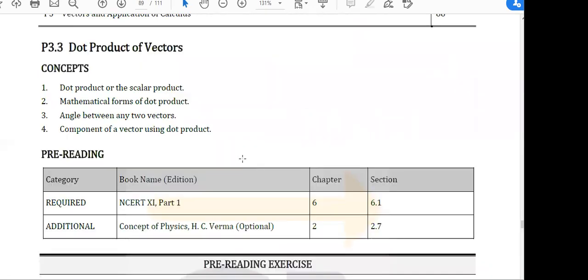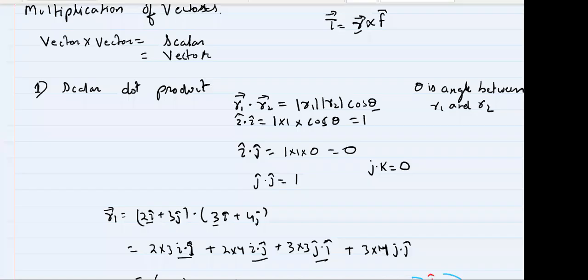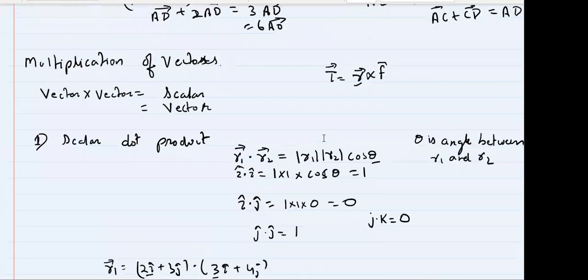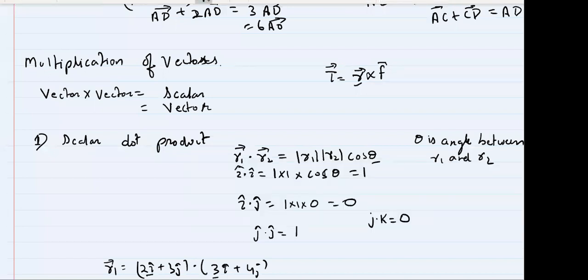Now the topic that we are going to study today is dot product of vectors. Now just think about this. When we talk about multiplication of vector, what do you think? The product of two vectors will give me a vector or a scalar? Tell me.